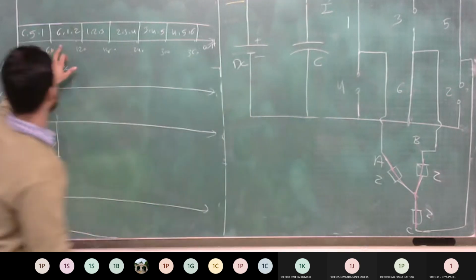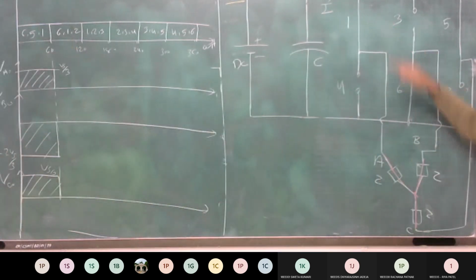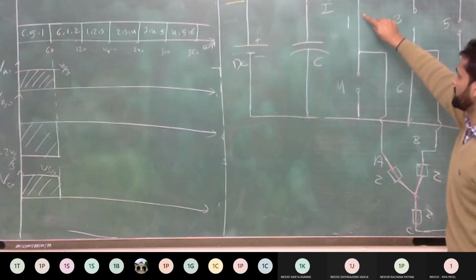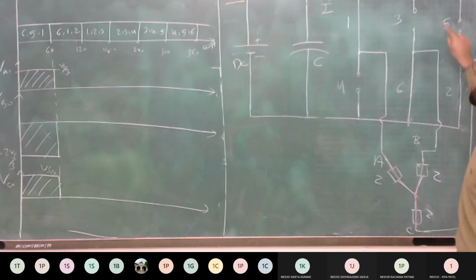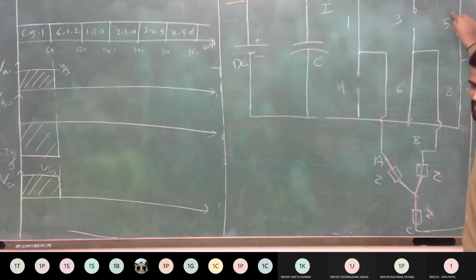Let's calculate for step number 2, or interval number 2. Which switches are on? 6, 1 and 2. 1 is on, 6 is already on, and now 2 is on. Now 5 becomes off, so it acts as an open circuit. For this case, draw the equivalent circuit. Your positive terminal current is flowing into thyristor 1 only, because 3 and 5 are open, so current cannot flow into this branch.